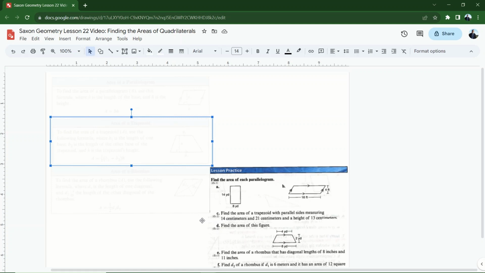Elementary students, in this lesson we are going to be working some problems related to the areas of quadrilaterals. And you'll see in the lower left here I've got some practice problems we're going to be going through related to the areas of quadrilaterals.